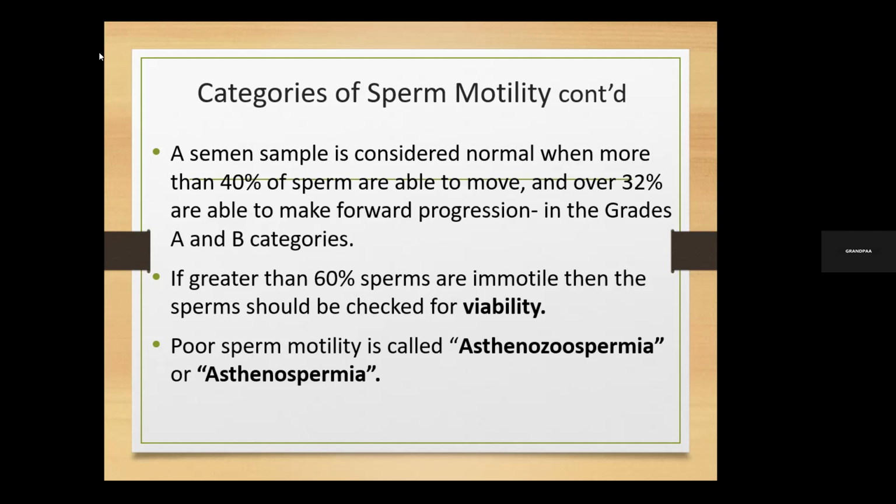Sorry, back. We've said that if you have more than 40% of them showing movement, then you should consider this as normal. Right? What about if you have more than 60% of them showing immotility? If you have more than 60% showing immotility, that means that you have less than 40% showing motility. Whenever this scenario happens, then you must go in for a proof check, and that is the viability test.